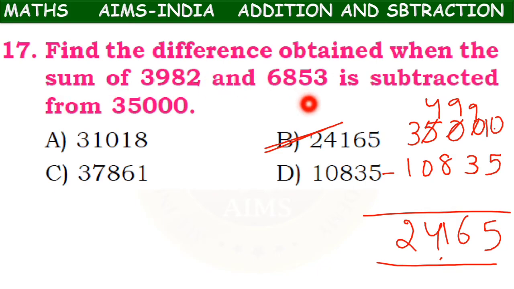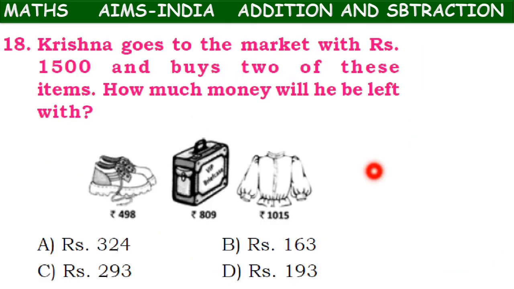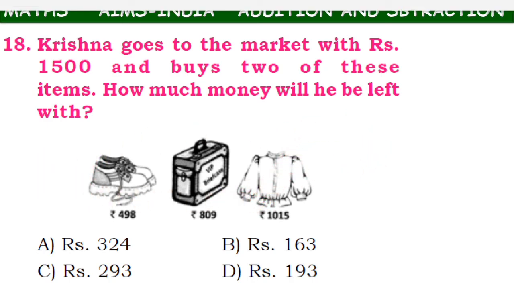Read the question carefully. First the sum is to be found out, and then it is to be subtracted from 35,000. Question number 18. Krishna goes to the market with 1500 rupees and buys 2 of these items. How much money will he be left with? See, what are they saying? Krishna goes to the market with only 1500 rupees and buys 2 items. Of these 3, he buys only 2. Now how much money will he be left with?